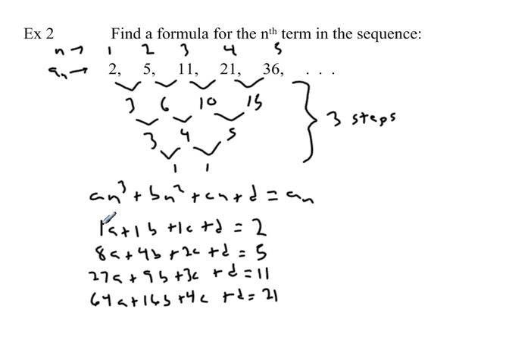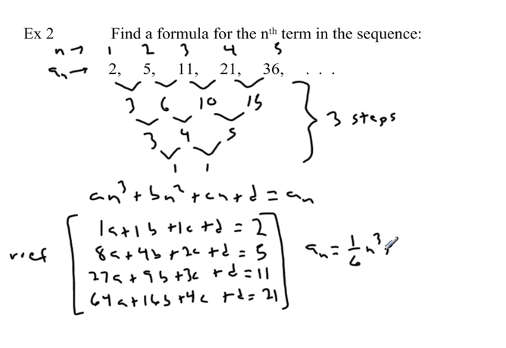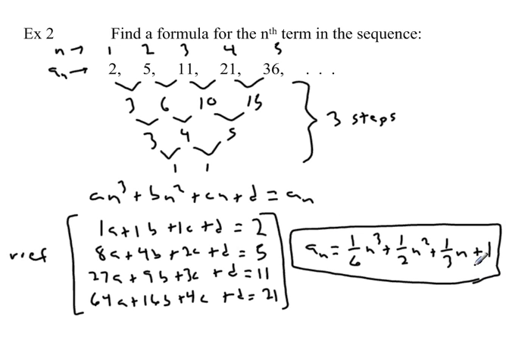Now one thing you'll notice: these coefficients are all fourth powers. Here's our third powers. Here's perfect squares. Here's the numbers 1 through 4, just 1d. You'll see that every single time. And again, we know if we use reduced row echelon form on these coefficients and answers, we will get a solution. I'm just going to jump to the solution here. A sub n equals 1/6 n to the third plus 1/2 n squared plus 1/3 n plus 1. And there's our general form for any term in this sequence.